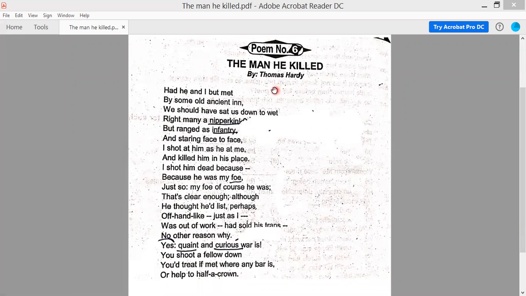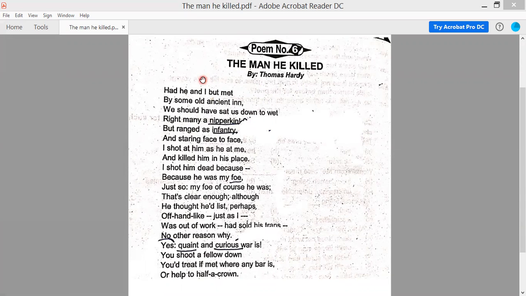Thomas Hardy, we've done a poem by him before as well. Like I told you even before in my previous lectures, Thomas Hardy was a renowned novelist and a poet, but he's predominantly known more as a novelist. But then again, we're doing this short poem of his today. However, the poem is short, but there's a deep underlying meaning to the whole poem.